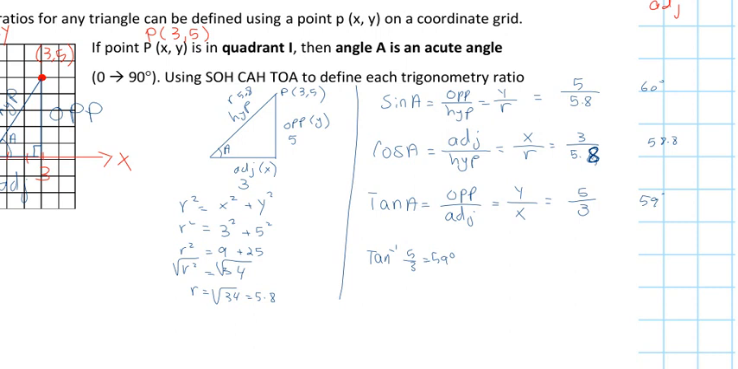Now, here's what I want you guys to do. The sine and the cosine, instead of using 5.8, I want you to use the square root of 34. So I want you to use the square root of 34 here. What did you guys get? 59. 59. How about the cosine? What did you guys get? Yes, 59. 59. How about the tan? What did you get? 59.